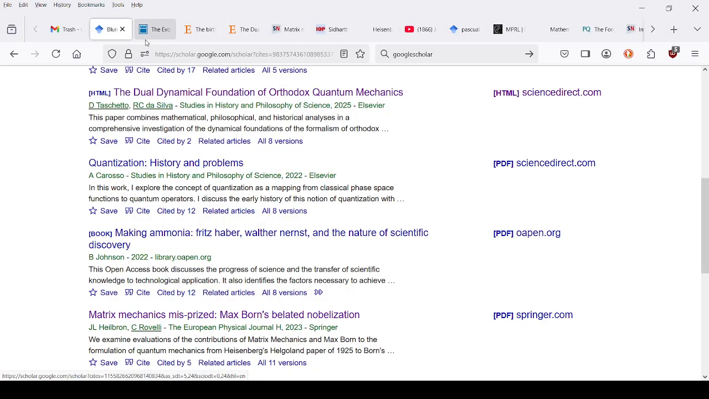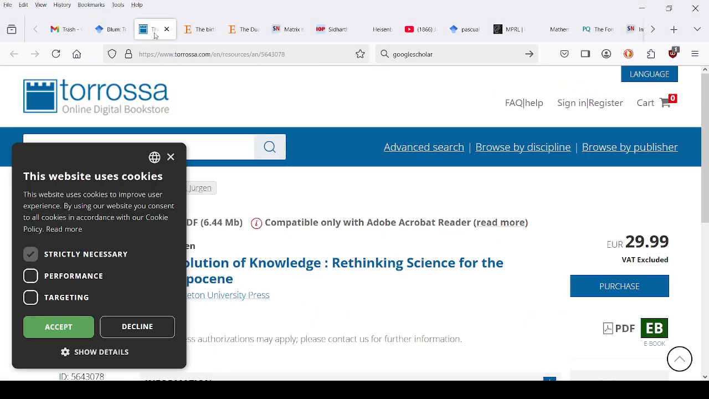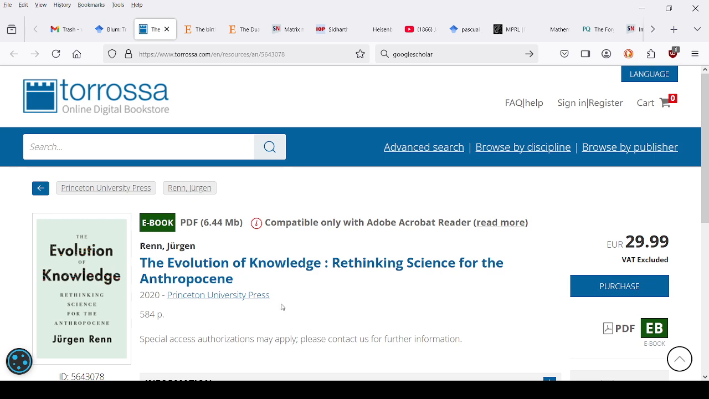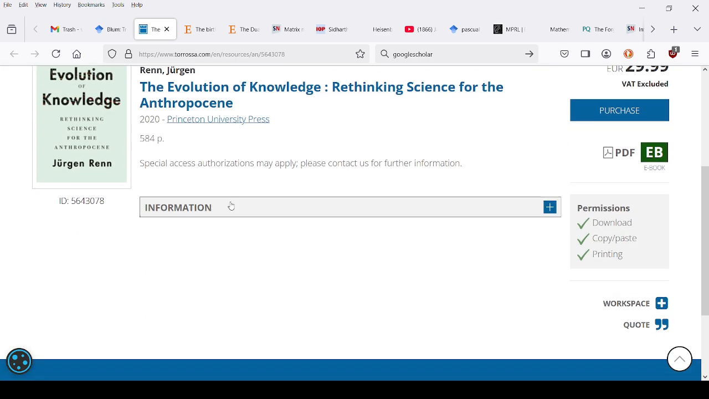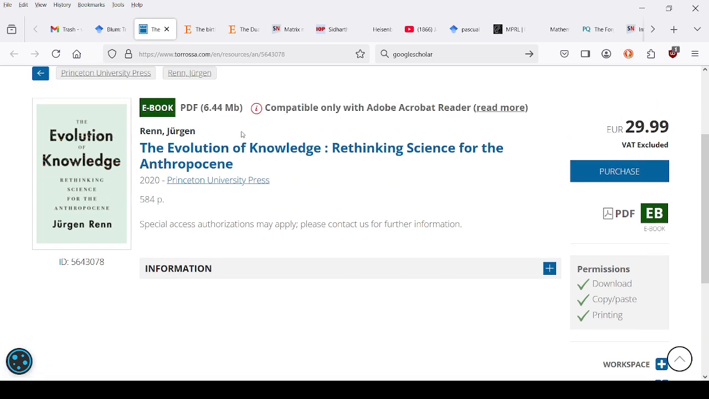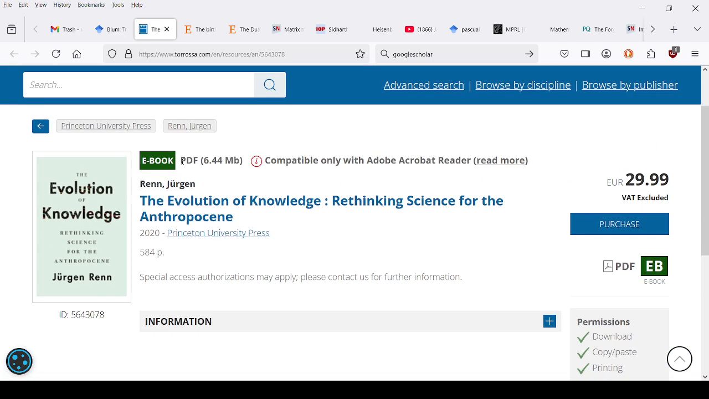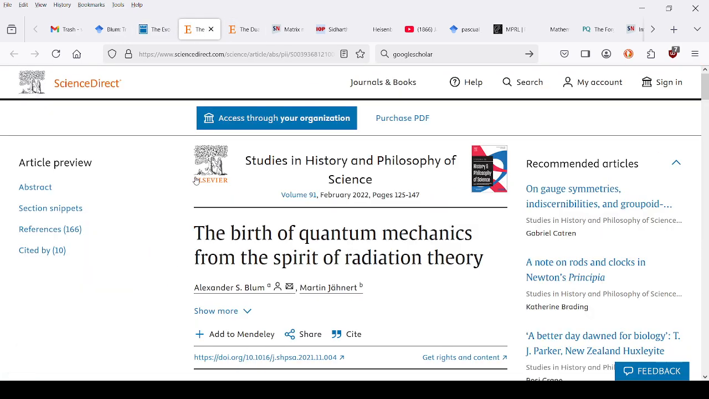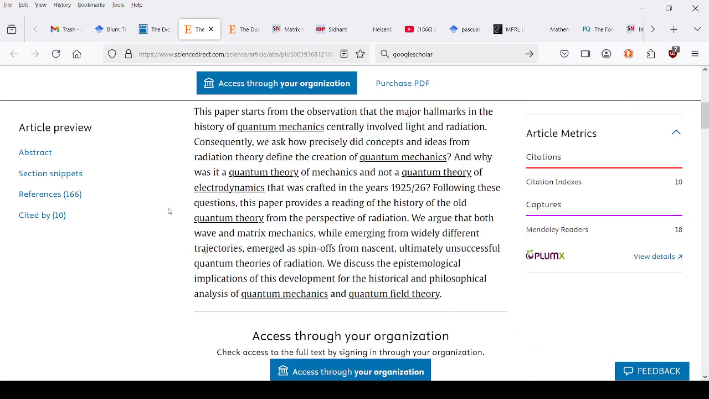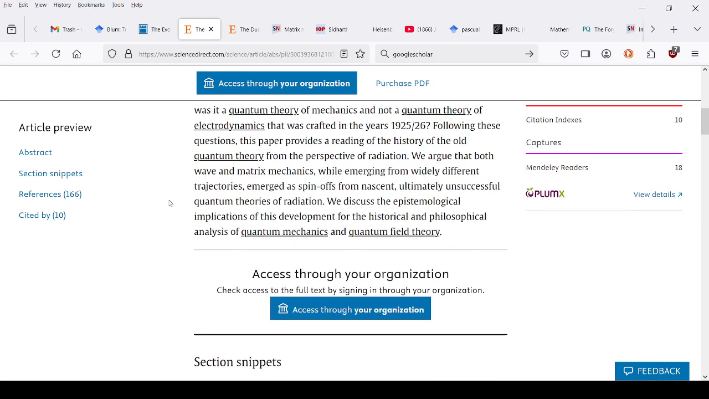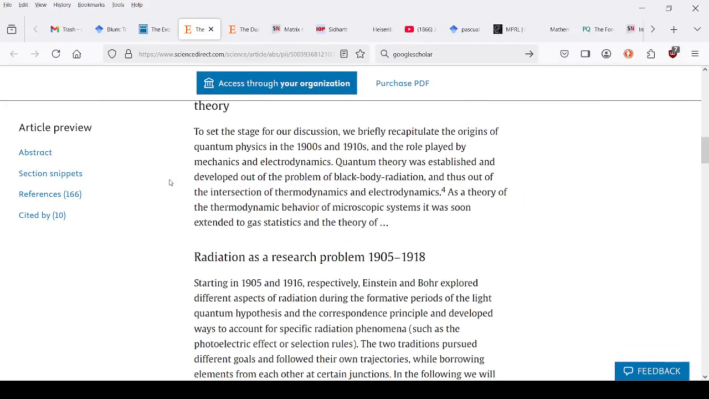Okay, I just wanted to review a paper I just read that's cited by several other sources. The Evolution of Knowledge, Rethinking Science for the Anthropocene, so that's a book. So I'll leave that for now. Birth of Quantum Mechanics, and I'll leave that for now.